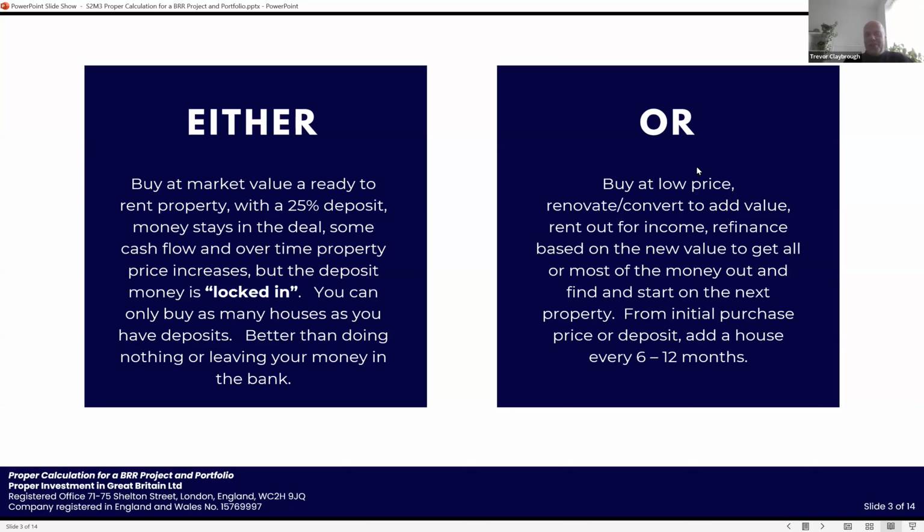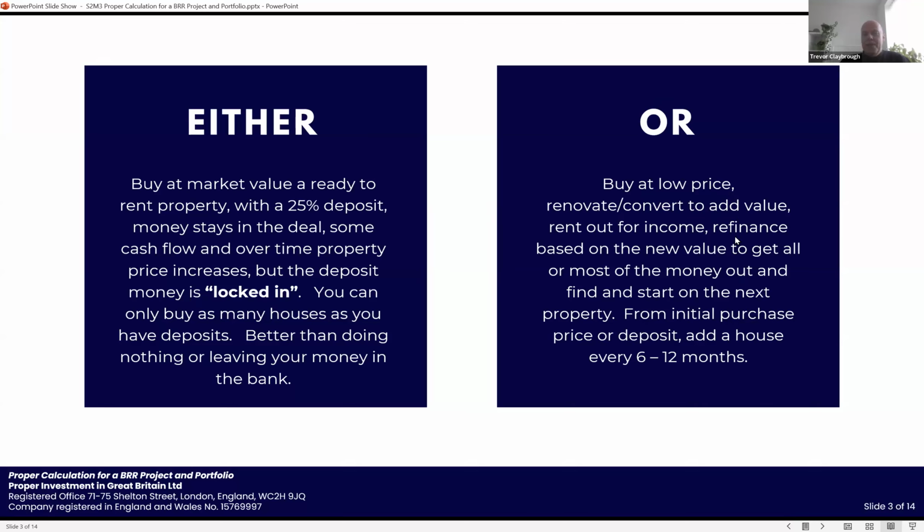Whereas the alternative is to do this in a much shorter cycle. Here what we're doing is buying at a low price, renovating or converting to add value. For example, we might be looking at a 2-bedroom house with big enough bedrooms that we can convert it into 3 bedrooms. So the end value is going to be higher than the cost of converting it into a 3-bedroom.